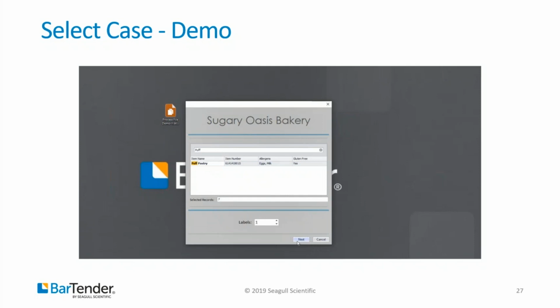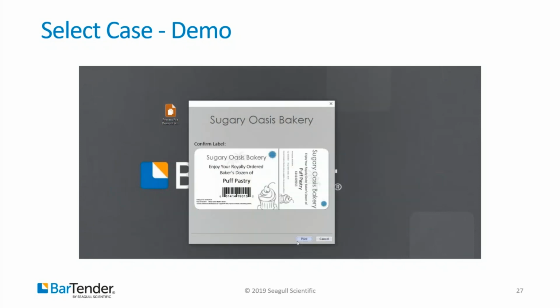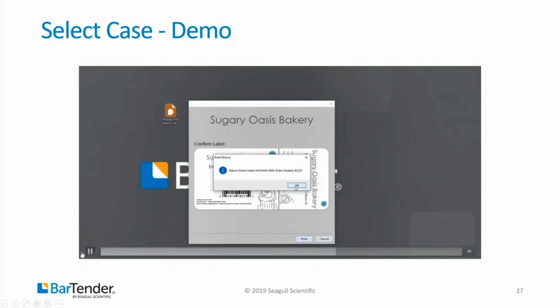Select the copies or the labels that I need. I'm going to get a preview. This is optional, obviously. I'm going to get a preview of my label. Then I'm going to get the option to confirm that it's correct. Then I get a notice, just so that we're sure of what we're about to print. We're about to print the baker's dozen label.